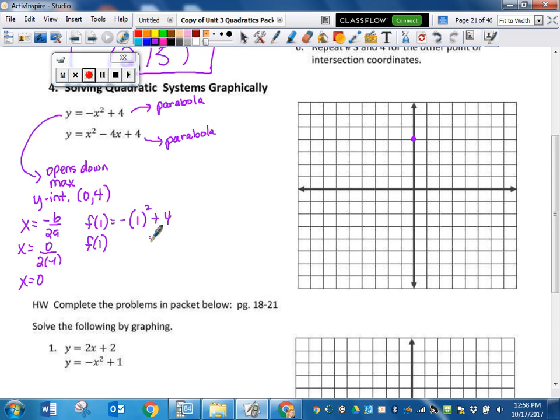All right, what's the issue here, Miss Lynch? Where did we mess up? You're going to square the 1 first. Exponents happen before you multiply by the negative 1. Good old PEMDAS. So we got 1 squared, and then we negate it. That gives us negative 1 plus 4, so f of 1 is actually 3. Good. Because it's symmetrical, we're pretty much done, right?